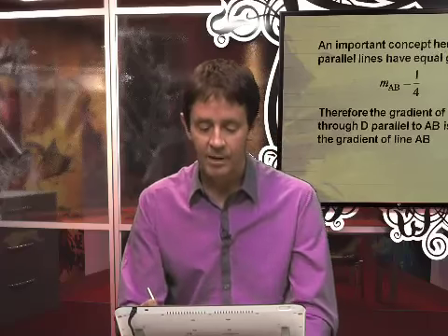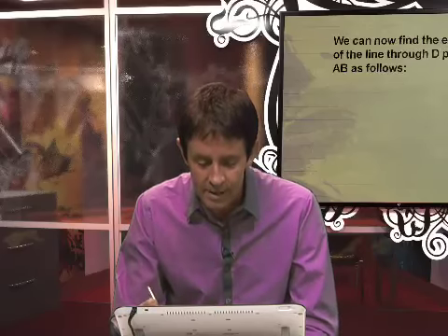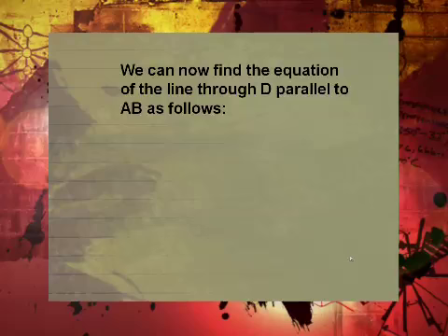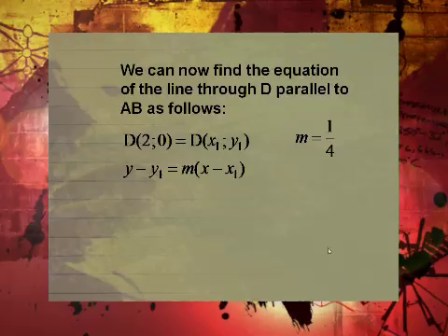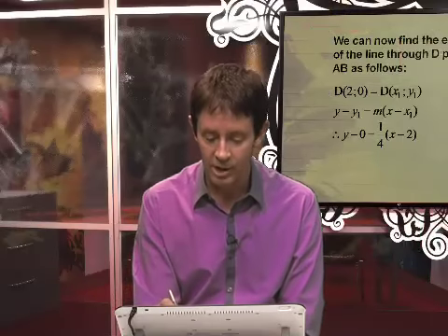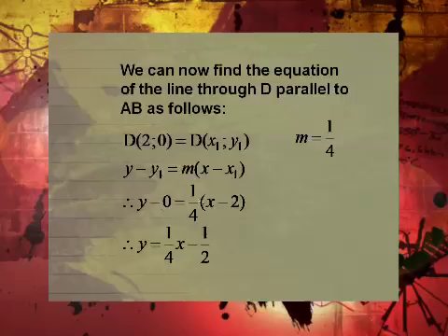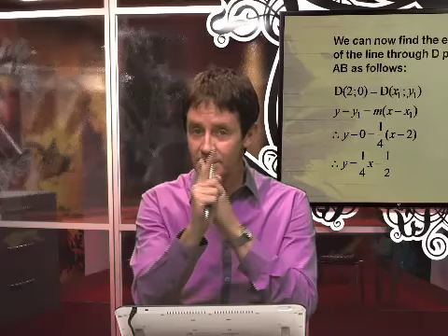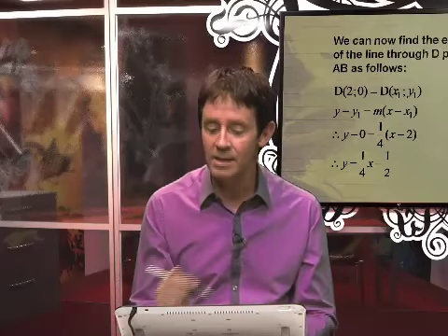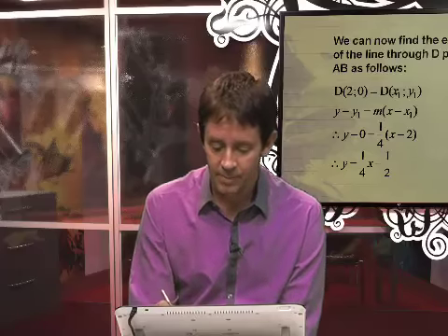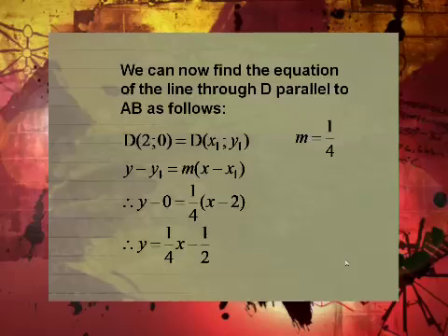Okay, if we go back to the new slide here, we can find the equation of the line through D parallel as follows. There's your point on the line, we've got the gradient, and we've got our equation of the line. So y1 is 0, x1 is 2, and you've got your gradient. What a pleasure. Then we simply get y = 1/4 x, and remember, 1/4 times 2 is 1/2, and there's your equation of that line. Perpendicular lines: if you multiply the gradients, you get -1. Parallel lines have equal gradients. That's important to master.